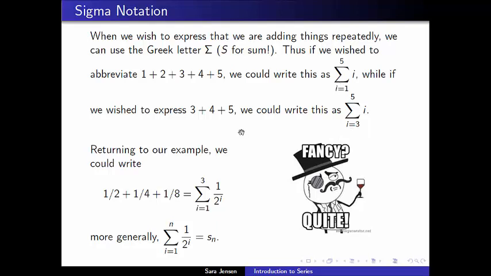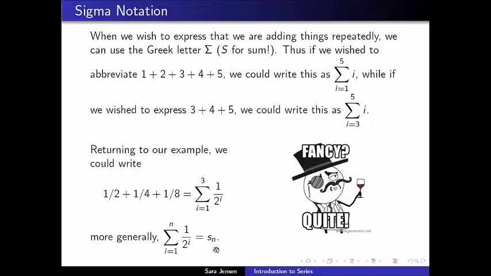So if we return to our example, when we were writing things like 1/2 plus 1/4 plus 1/8, we could have generally recognized that this term has the form 1/2 raised to a particular power, and we could have said I'm adding 3 terms, 1, 2, 3, of the form 1/2 to the i. i being 1 gives me a half, 2 gives me a fourth, and 3 gives me a 1/8.